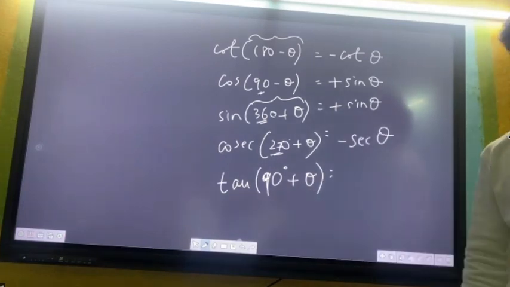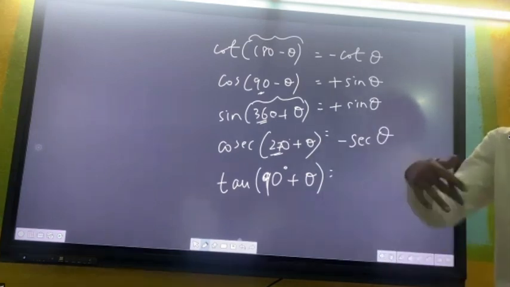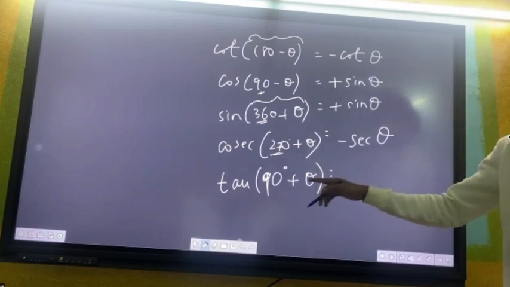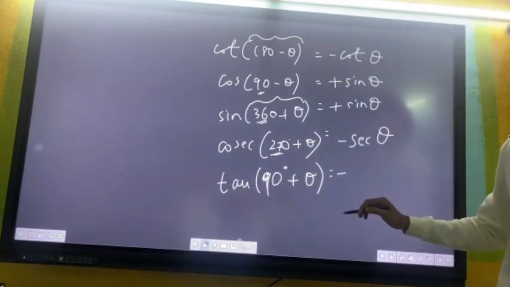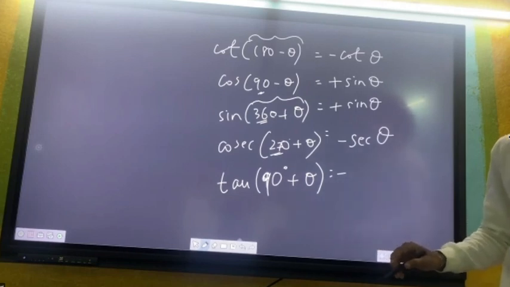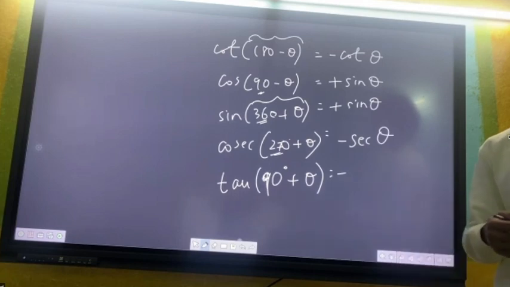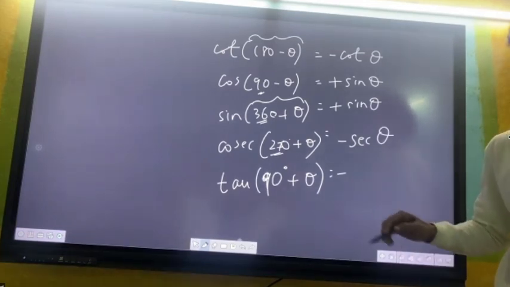90 plus theta, what quadrant? Second quadrant. In the second quadrant, tan is? What's positive in the second quadrant? Sin and cosecant.